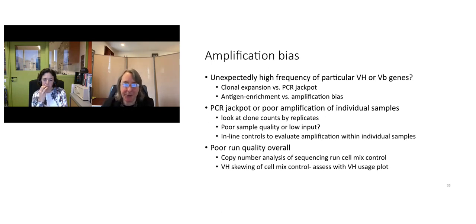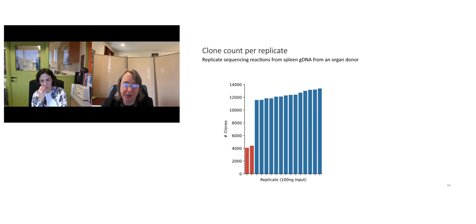So you have two different types of controls here: inline controls to look at what's going on in the individual sample, and then external controls that are run-based, that allow you to look at the sequencing run in general, but also check your overall amplification and sequencing process. So clone counts we find to be one of the most useful QC measures. So just look at sequencing replicates.